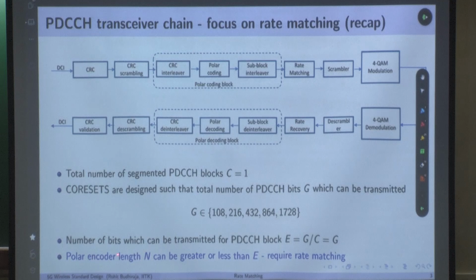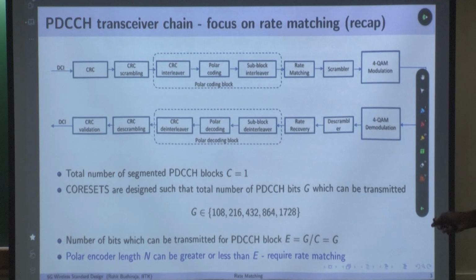What we said was that this polar encoder length N is basically what the polar encoder will generate, and it can be greater or less than E. So what we need to do here is basically rate matching. The number of bits which you are allowed to transmit is E, but the polar encoder and subsequent sub-block interleaver is generating how many bits? Capital N, and here you are allowed to transmit only E.